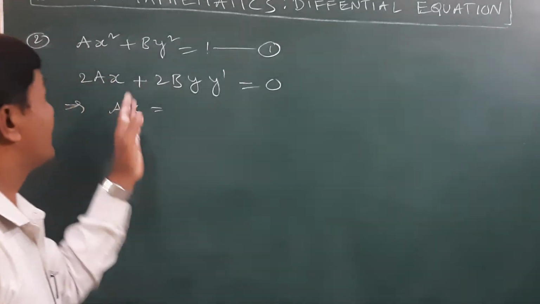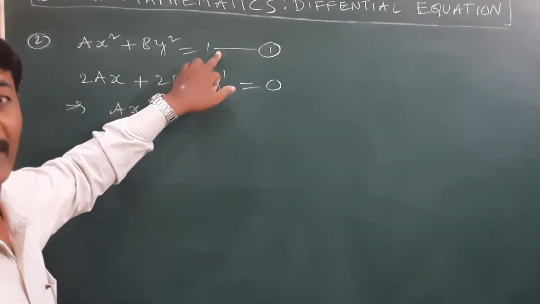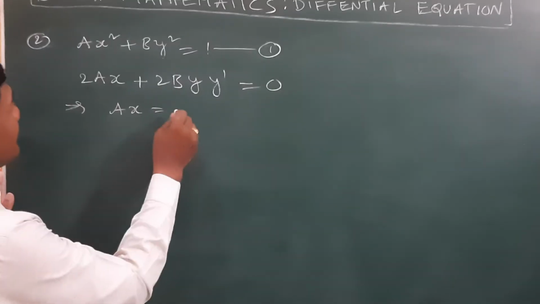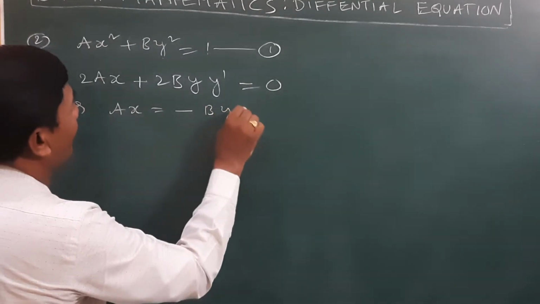So differentiating 1 with respect to x, that is immediately 2ax plus 2by into y dash is equal to 0. So 2 cancels, ax is equal to a. Okay, so ax square plus by square is equal to 1, right? Therefore differentiating with respect to x on both sides, that is 2ax square derivative is 2x, that means 2ax plus 2b into y dash is equal to 0. Constant derivative 0, right?